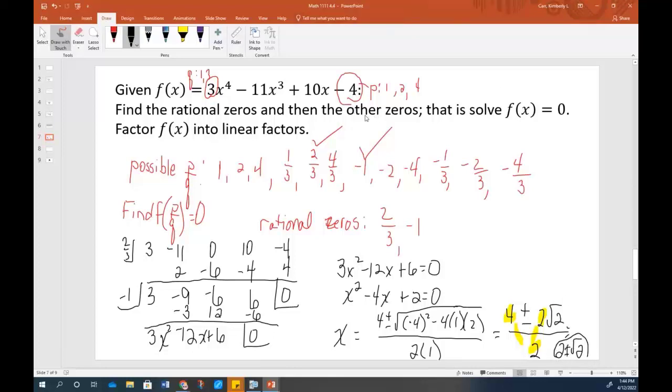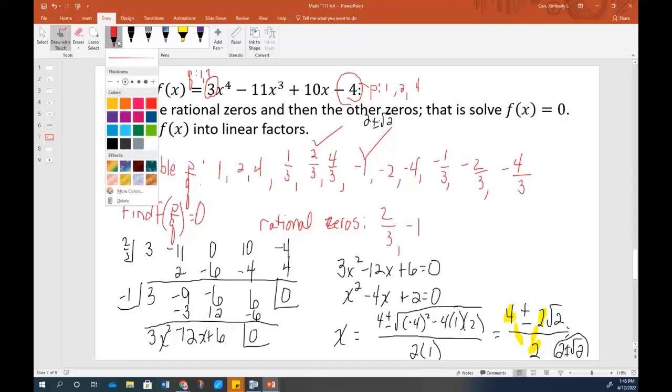And that is the other zeros. So see, I found 2 of them in the first place, and then I found 2 more of them after I finished all that. This last part says factor it into linear factors. Well, now that you know all the roots, you can write all the factors, because there's sure a lot going on here. But if I want to write it as linear factors, I have x minus, x minus, x minus.